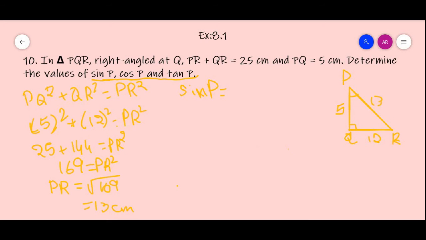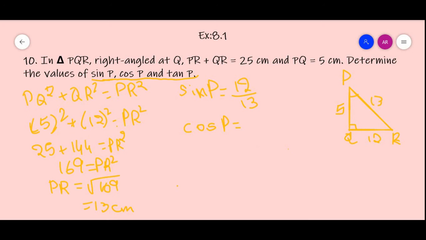So what is the opposite side? It's QR, so it's going to be 12. And what is the hypotenuse? It's 13. And then cos P. So cos theta will be the adjacent side by the hypotenuse. If you want to remember by code, it's CAH.